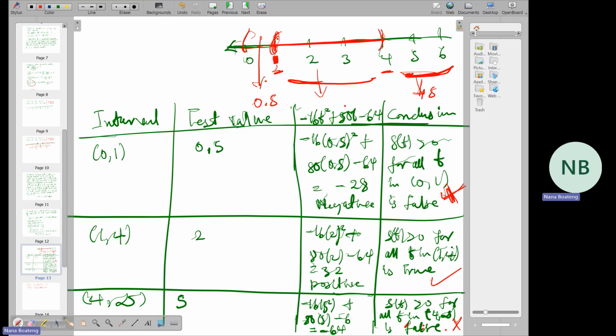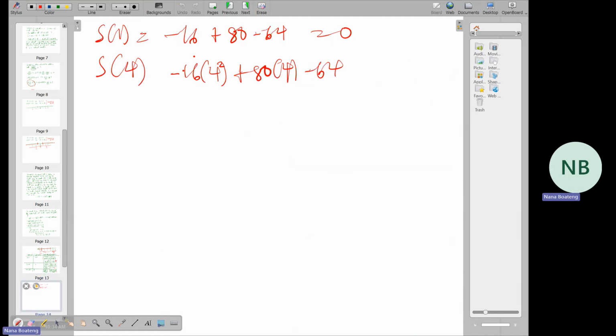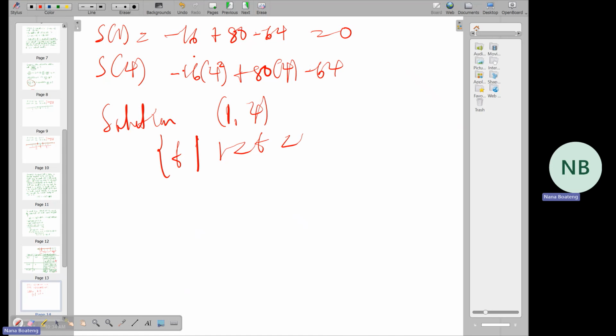So the solution set will be t between 1 and 4, or 1 is less than t, which is less than 4. This will be our solution set for this example.